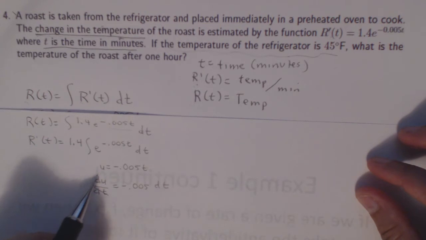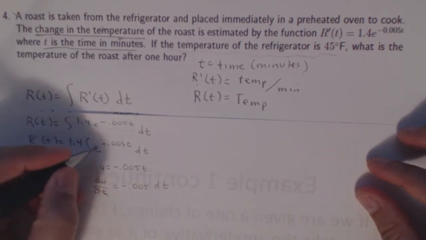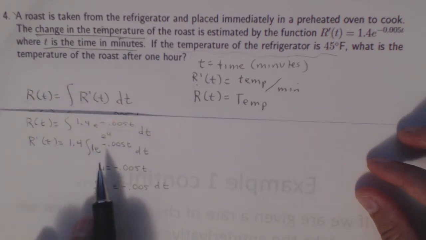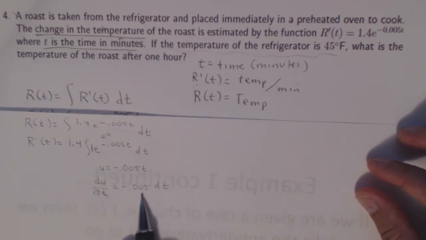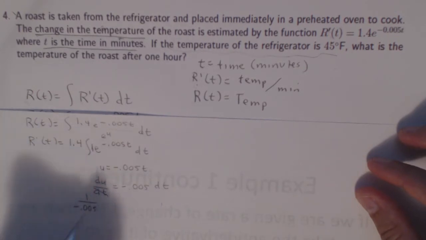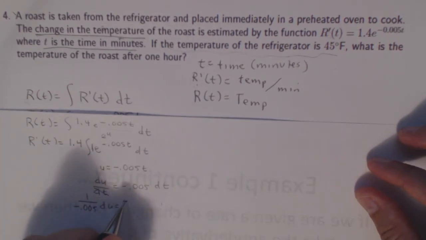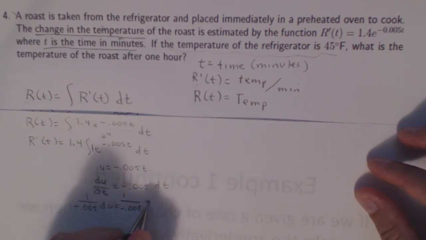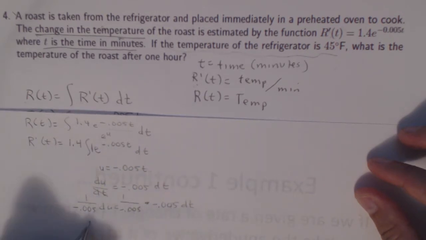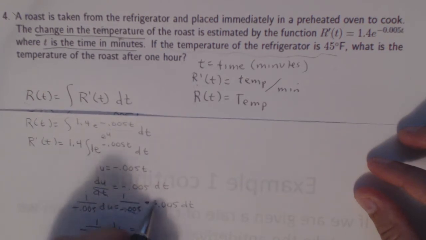So I have u and I have du, and I'm going to substitute. Well, this is e to the u, and I need 1 dt. Well, I don't have 1 dt. I have negative 0.005 dt. So if I multiply both sides by 1 over negative 0.005 dt, then I'll get what I need. And so this is 1 over negative 0.005 du equals dt.